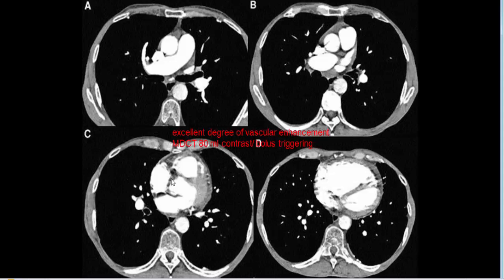Excellent degree of vascular enhancement with multi-detector CT, 80 mL contrast bolus, triggering mechanism. This is an example of excellent vascular enhancement, with a sufficient amount of contrast injected by bolus triggering methods.